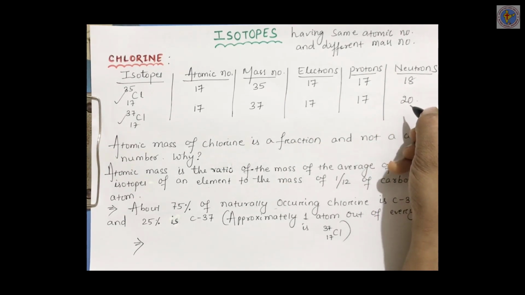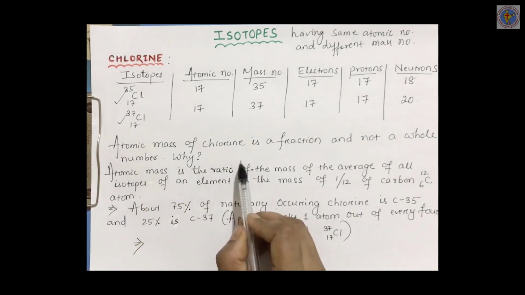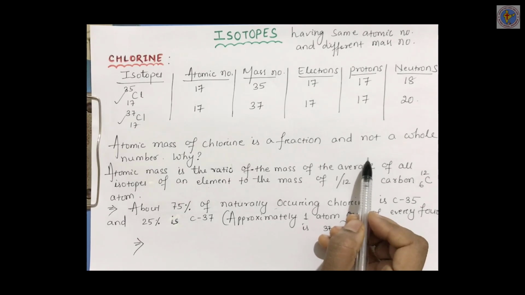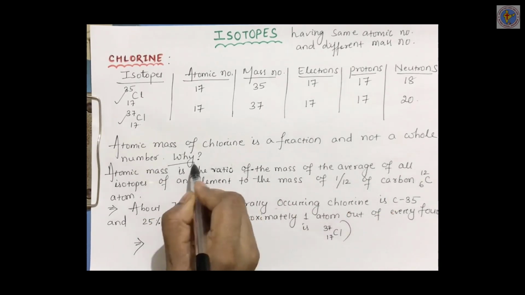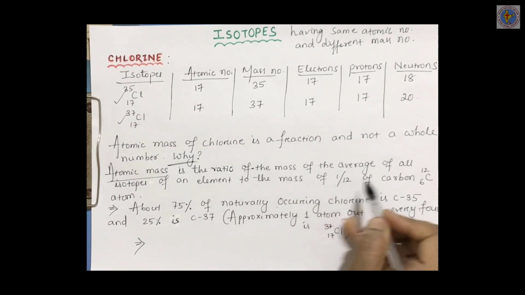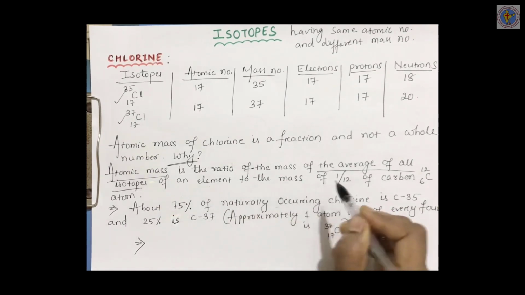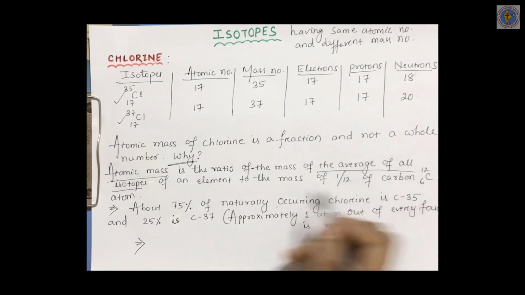Okay, children, one question generally we are getting in the exam, the question is like this: atomic mass of chlorine is a fraction and not a whole number. Why? We know very well that atomic mass is the ratio of the average mass of all isotopes of an element to the mass of 1/12 of carbon atom.